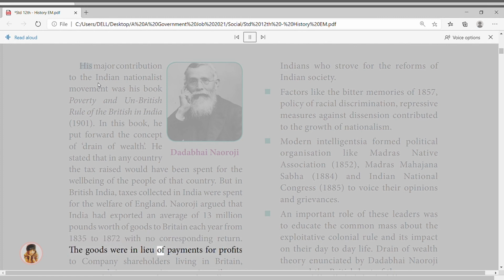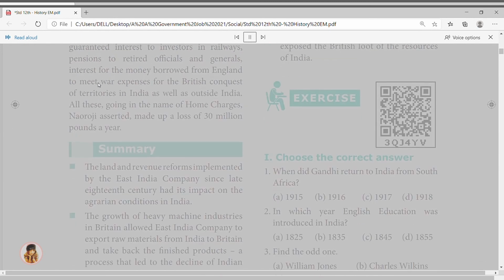The goods were in lieu of payments for profits to company shareholders living in Britain, guaranteed interest to investors in railways, pensions to retired officials and generals, interest for the money borrowed from England to meet war expenses for the British conquest of territories in India, as well as outside India. All these, going in the name of home charges, Naoroji asserted, made up a loss of £30 million a year.